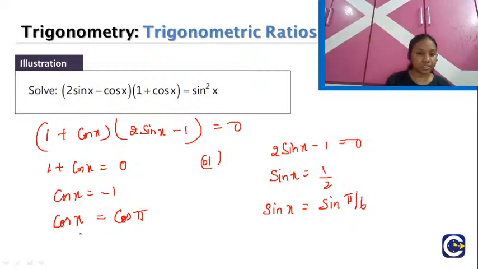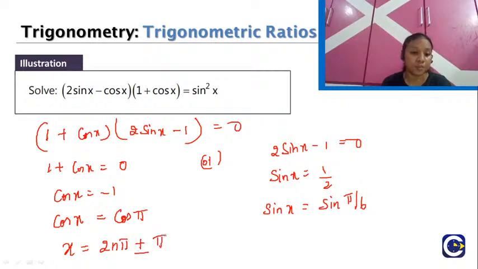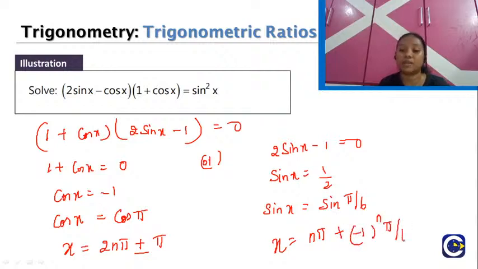Right. So from here, if we are trying to write our general solution, then it will be cos theta equal to cos alpha, where our alpha is pi. So according to this, it will be x equals 2n pi plus or minus pi. Right. So 2n pi plus or minus pi. And what about our sine? So for sine, x is equal to n pi plus minus 1 whole power n alpha, that is pi by 6.